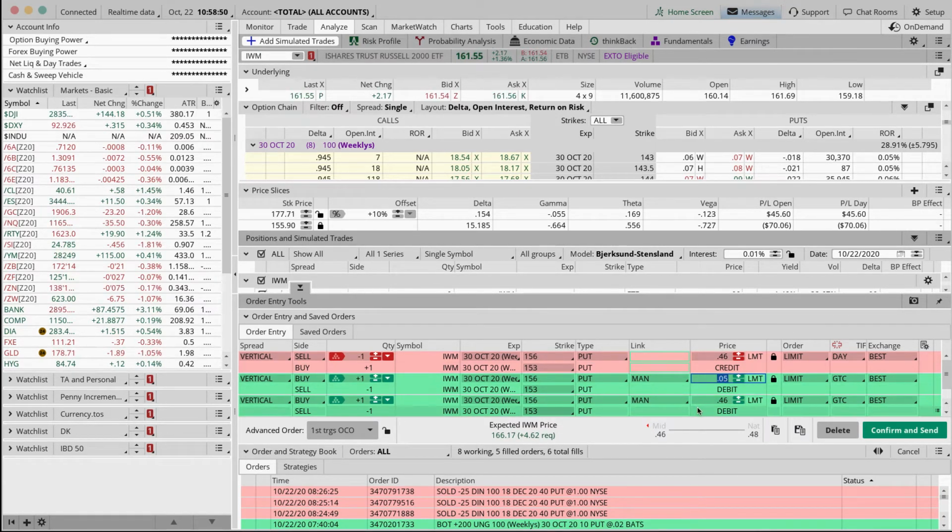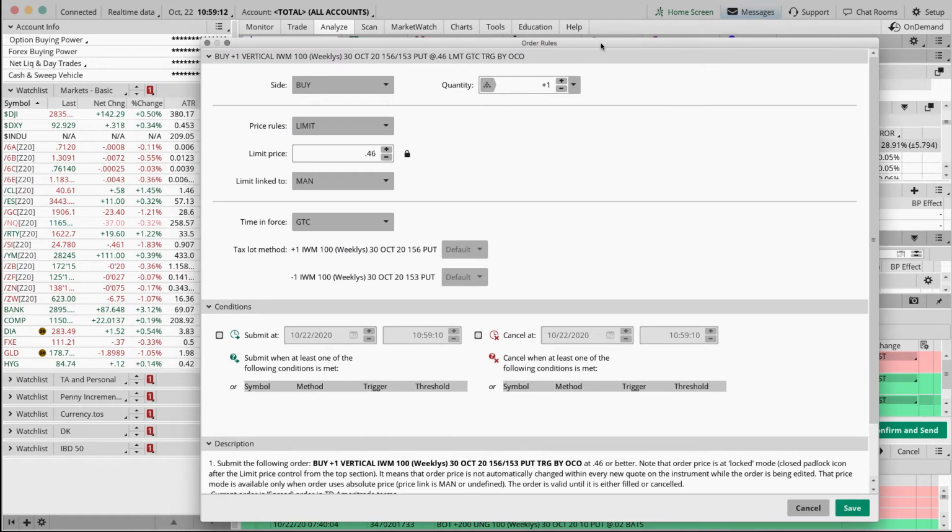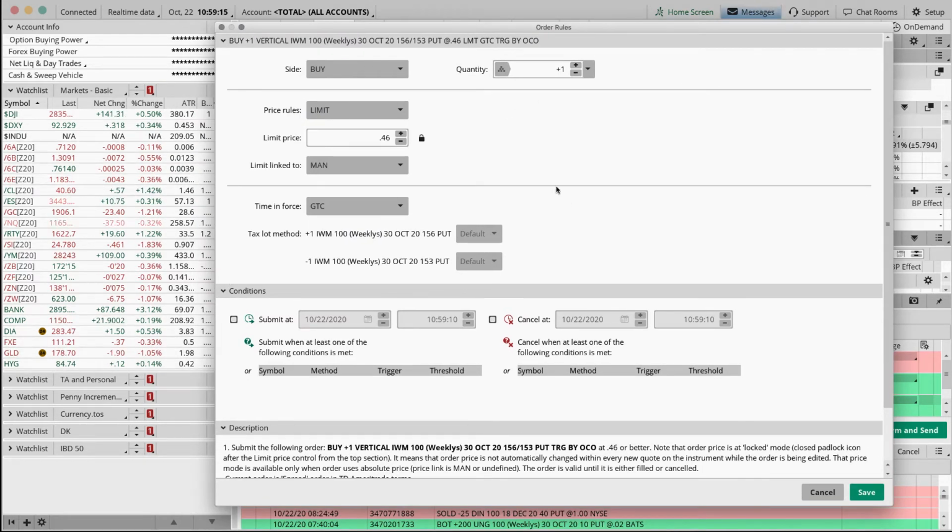Now, for the stop loss, we're actually going to trigger the stop loss off of the stock itself going below 155.90. In order to do that, I have to come over here on the closing order, and I'm looking to modify the conditions or add conditions. So I'm going to click on this little cog over here, this gear on the far right, and that opens up an order rules box. You've seen this in some of our other tutorials, so it's pretty straightforward.